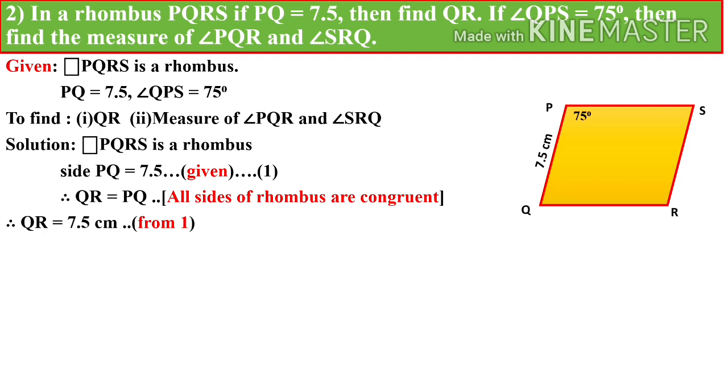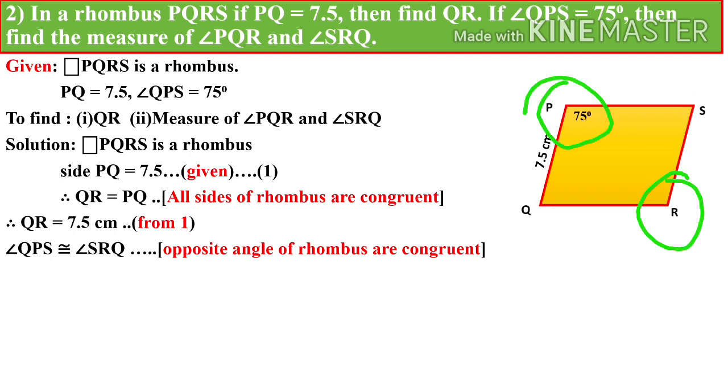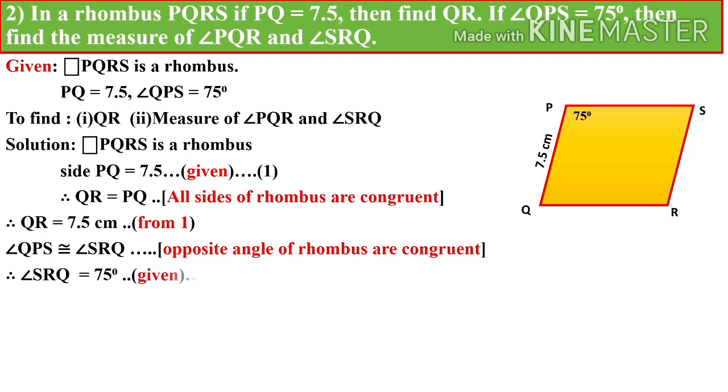Now the measure of angle PQR. Angle QPS is congruent to angle SRQ. P is opposite to angle R. So opposite angles of a rhombus are congruent. P is given 75 degrees. Then angle R is also 75 degrees. So angle SRQ is equal to 75 degrees. Give it equation number 2.